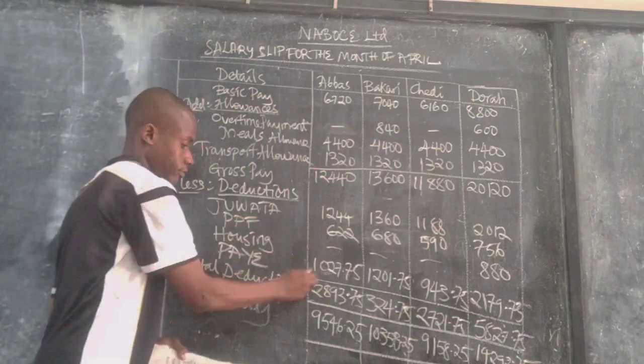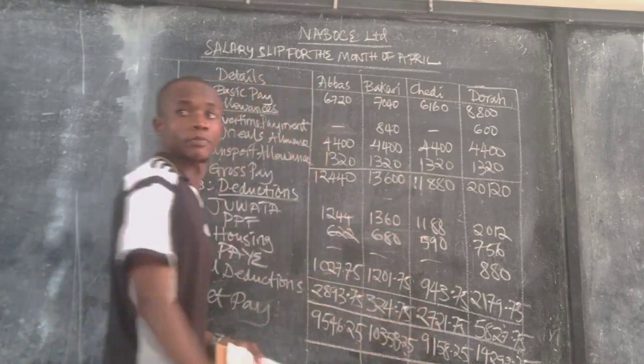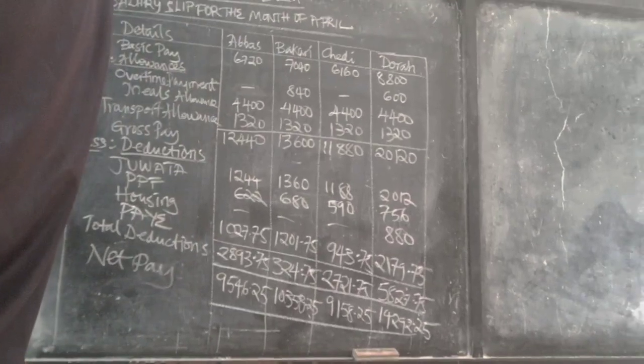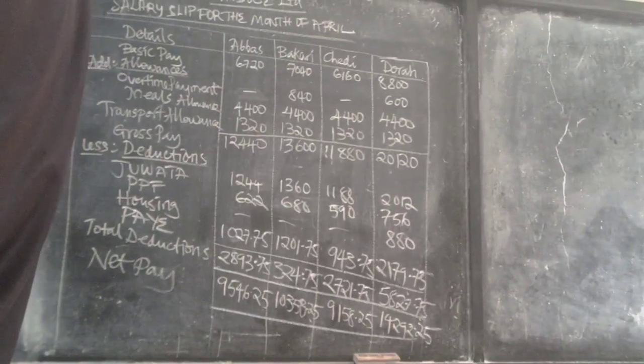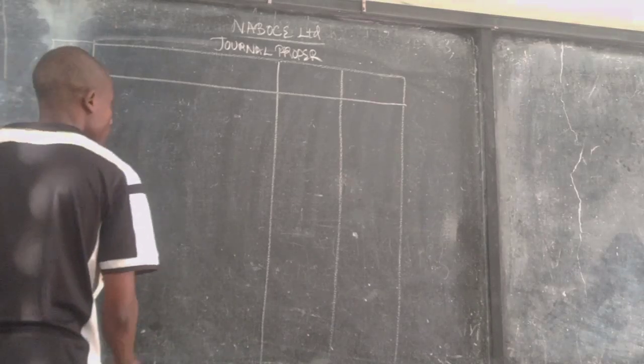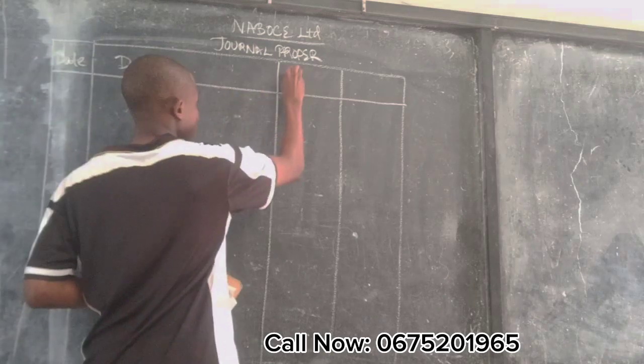For also Dora, you do the same thing. So you take the gross pay minus total deduction. For everyone, take the gross pay minus total deduction, and that will be your net pay. If you have any question, please don't hesitate to call me. All right? Don't hesitate to call me by the numbers which you see on your screen.